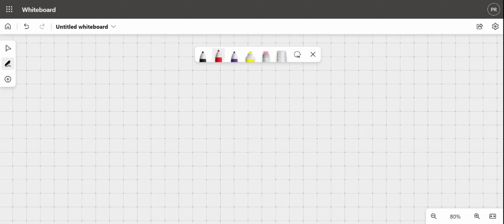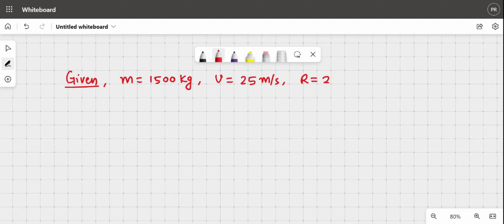Hello guys, in this problem we have the mass of the car equals 1500 kg and the circular speed on a horizontal circular track is 25 meters per second and the radius of the track is 200 meters. Now for the first part we have to find out the net force on the car.